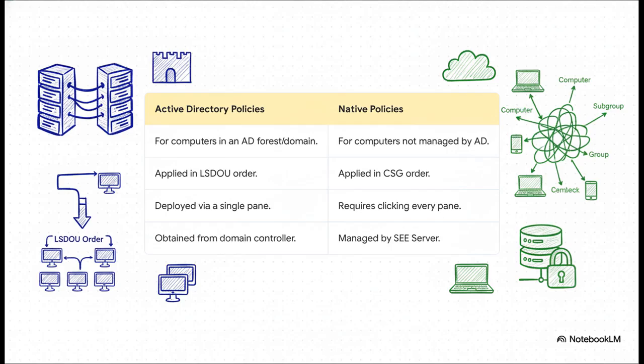AD policies, as you'd expect, are for your domain-joined machines. They follow that standard precedence order: local, site, domain, and then organizational unit, or LSDOU. Native policies are for everything else, and they follow a simpler order: computer, subgroup, and then group. Knowing which is just crucial for making sure the right rules are hitting the right machines.